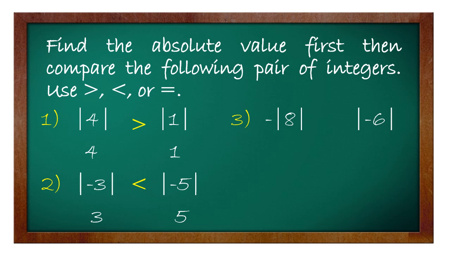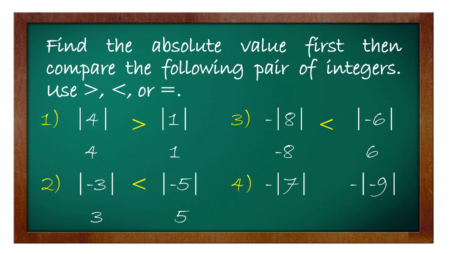Negative absolute value of 8 compare with absolute value of negative 6. So, mapapansin mo, nasa labas yung negative doon sa absolute value of 8. So, ibig sabihin, kokopyahin lang natin yung negative sign. Then, absolute value of 8 is 8. So, we have negative 8. And then, yung absolute value of negative 6, nasa loob yung negative. So, that means, absolute value niya is positive 6. So, sino mas malaki? Negative 8 or positive 6? So, we have positive 6. That means, greater than.